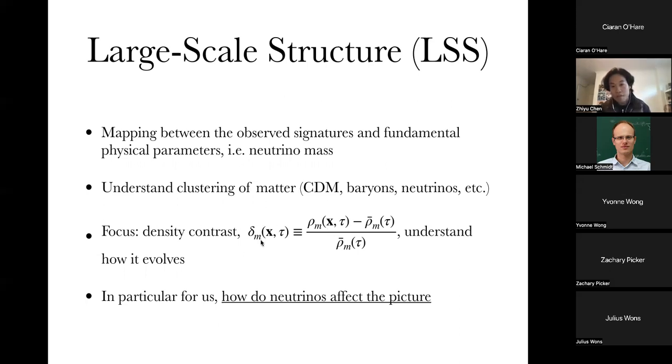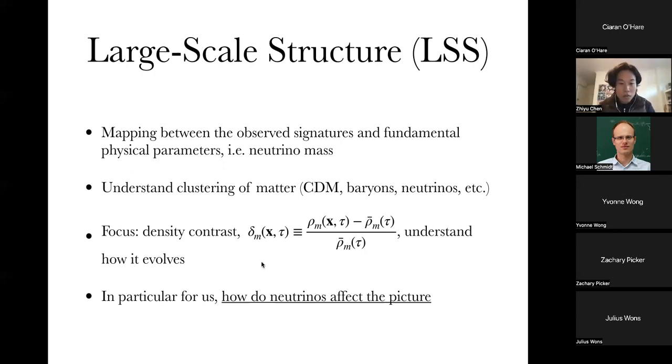Whereas if you have a very, very large negative number for this parameter, then it means you are extremely under the average in the universe. And that means you have lost a lot of your matter to the surrounding structures and you end up with a void here. And this will evolve in time. And the evolution of this will tell us what the structure formation is doing and how the matter populations are evolving. So we need to understand how this evolves to do what we want to do. And in particular, understand how exactly neutrinos affect the evolution and come into the picture.